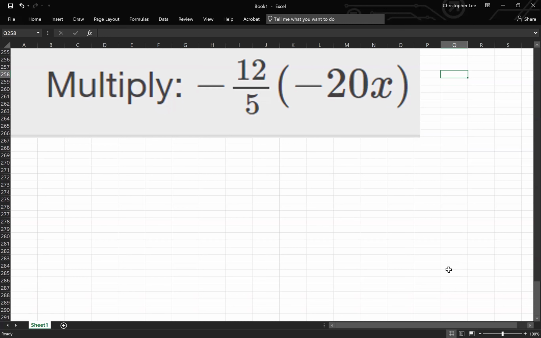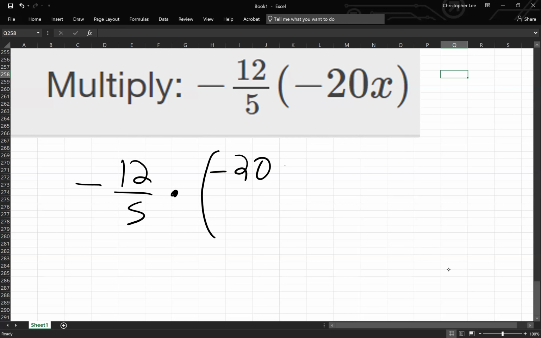So let's start it off. A negative times a negative is a positive, and 12 over 5 times 20 is what? Remember, 20 divided by 5 is 4, and then 4 times 12 is 48. Look, so you have negative 12 over 5 times negative 20x over 1.